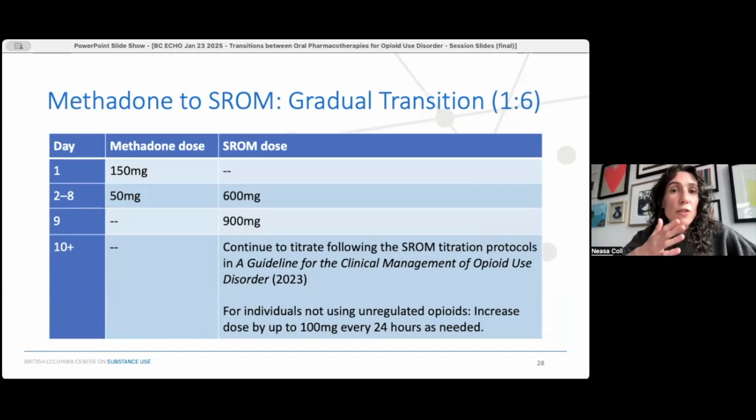That can continue for a period of days, again, based on clinical factors. And then that methadone can be stopped if you drop 50 milligrams and then multiply again to complete your SROM titration to 900 milligrams. Again, you can continue titrating the SROM to patients' need beyond this point every 24 to 48 hours.